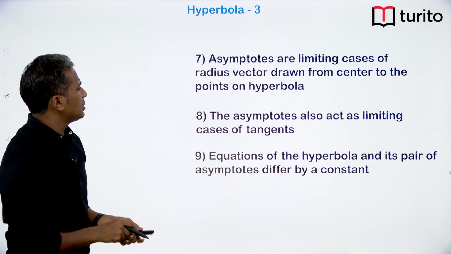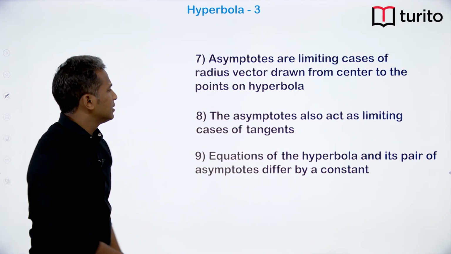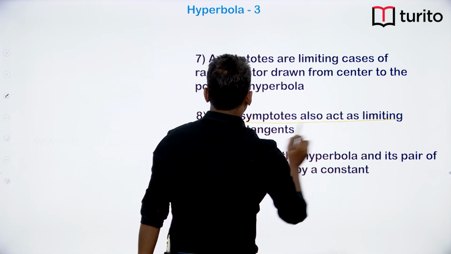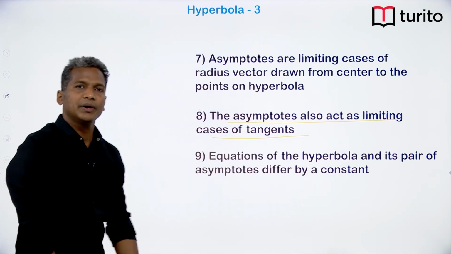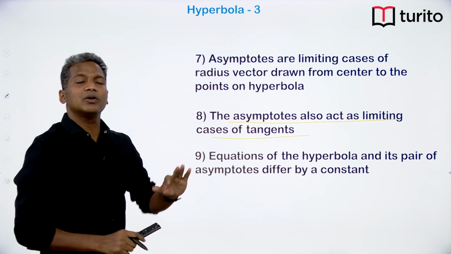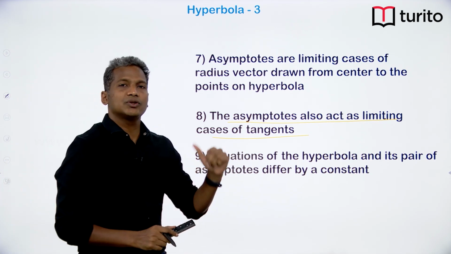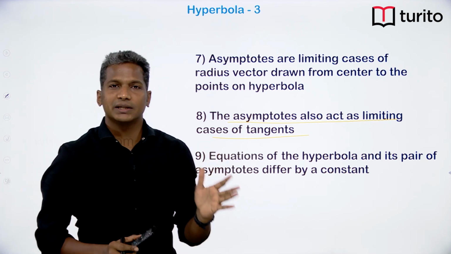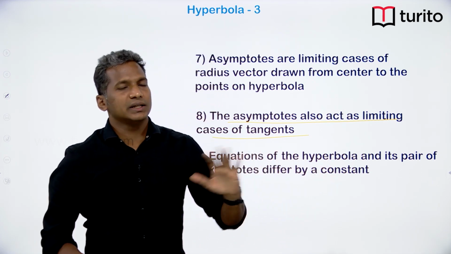Also, there is one more geometric meaning: asymptotes are also limiting cases of the tangents. That means beyond these we will not be able to get tangents. This also we have observed in the last lecture. I have explained it with a teaching stick also.